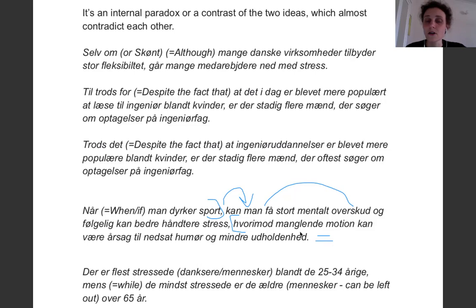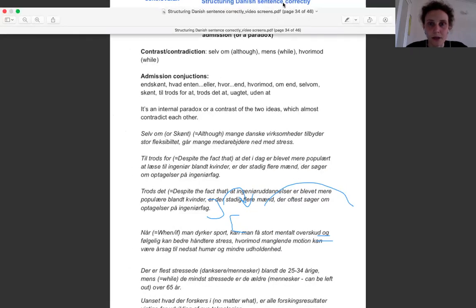Mens is another conjunction, which you can use for describing statistics, for example, or two different trends you are analyzing. Der flest stressede blandt de 25-34-årige, mens de mindst stressede er de ældre mennesker. So you have a contrast, like you express the difference between the two groups. And you can also start with a mens subclause, but then remember inversion in the upcoming main clause.